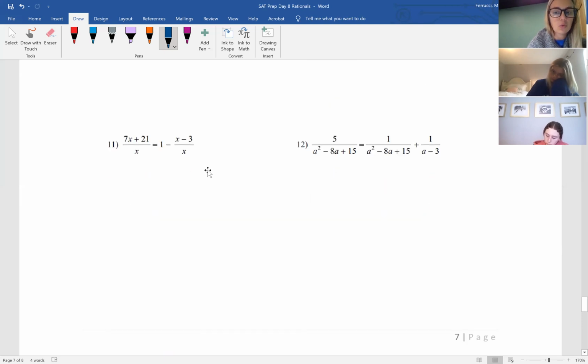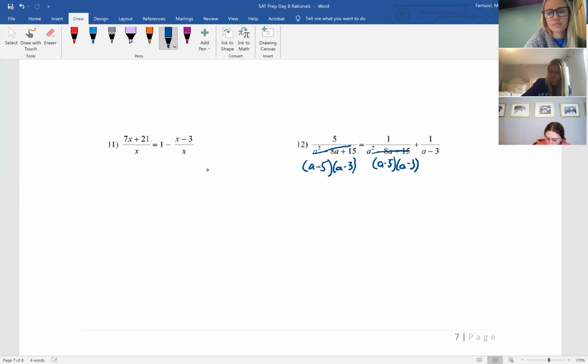And then going into something like number 12 here, what you'd want to do is factor it. So we're bouncing to number 12 just for time's sake. So number 12, if you were to factor this, you'd get a minus 5 times a minus 3. And that's what you would get for both of these. So that last one is the only one that's missing anything, and it's missing a minus 5.